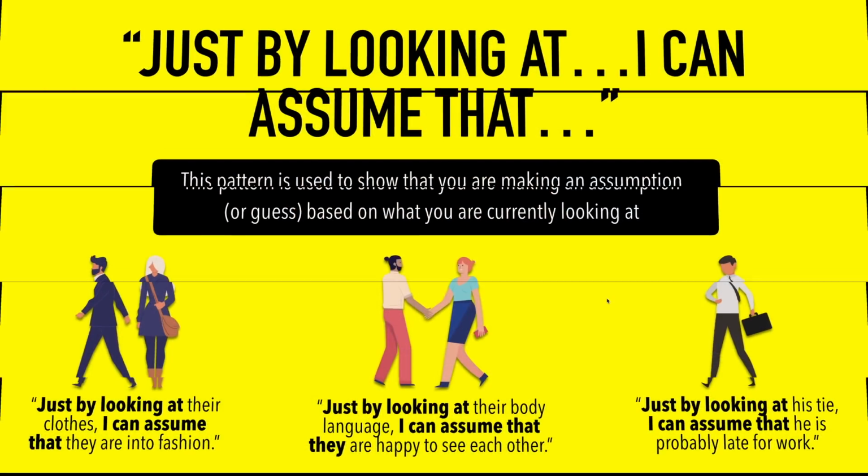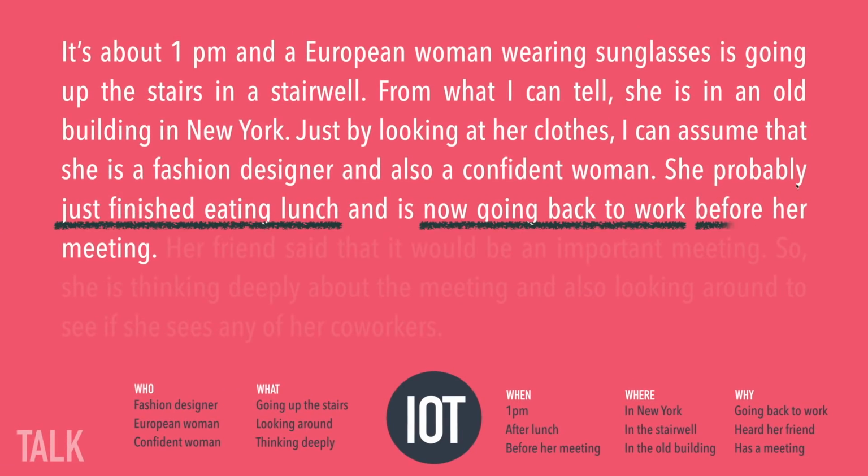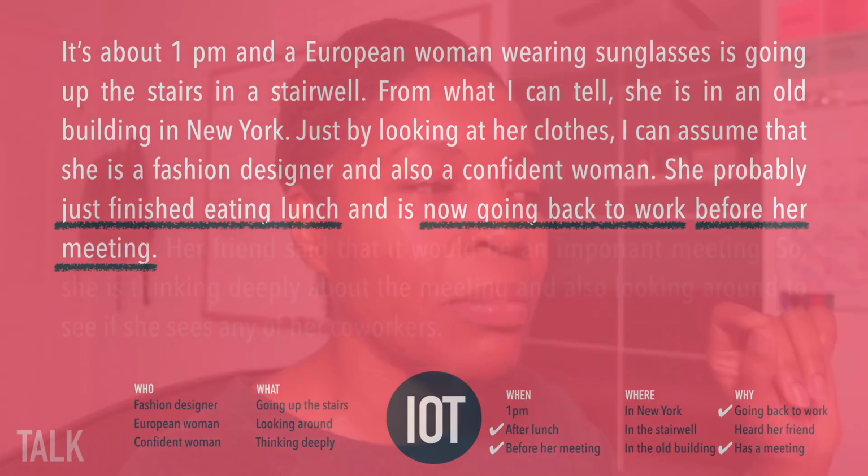Okay, so let's go back. Here we go. All right, going back to our text. The next sentence is, she probably just finished eating lunch and is now going back to work before her meeting. So we see here literally 4 pieces of information. Well, we see right here, after lunch, before her meeting, and also going back to work and has a meeting. So we answered 2 of the when, after lunch, before her meeting, and for the why, going back to work and has a meeting, all in one sentence.